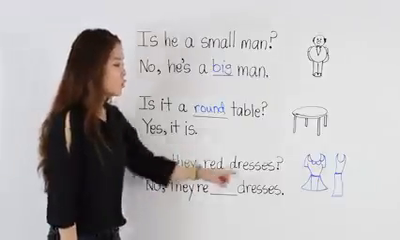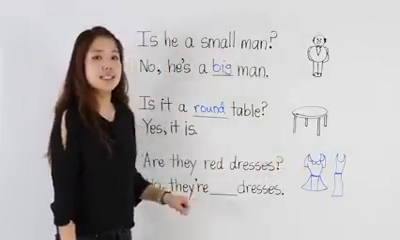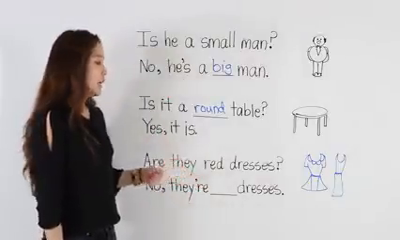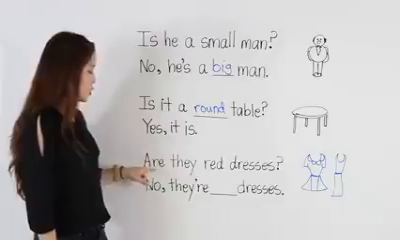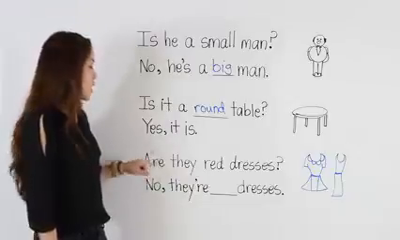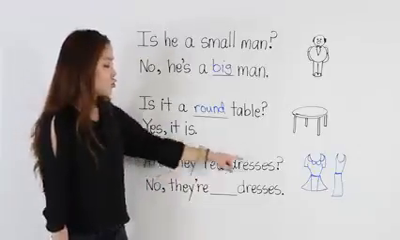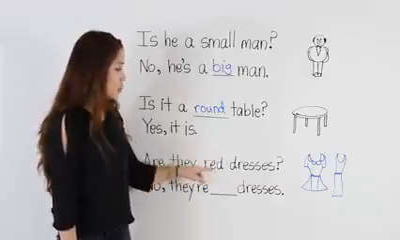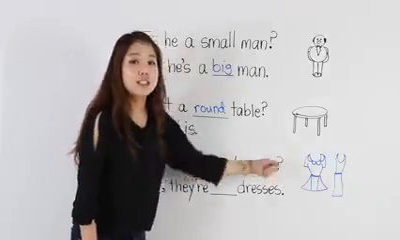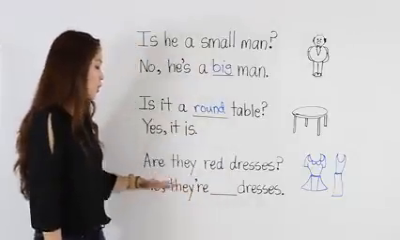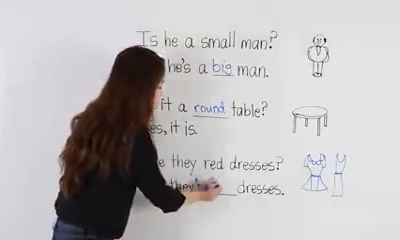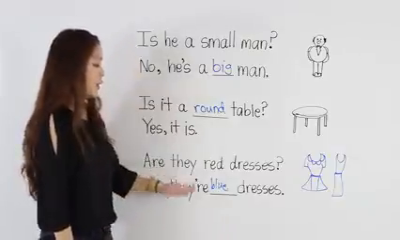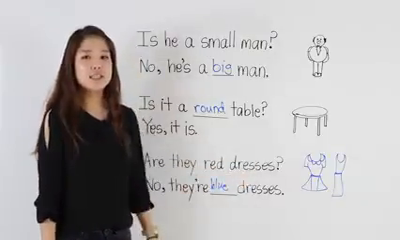Okay, and last we have 2 dresses. Okay, so that means the noun is plural. In that case, for the question, we begin with are. Are they red dresses? Okay, the adjective is red. But are they red dresses? No, they're blue dresses. Okay, no, they're blue dresses.